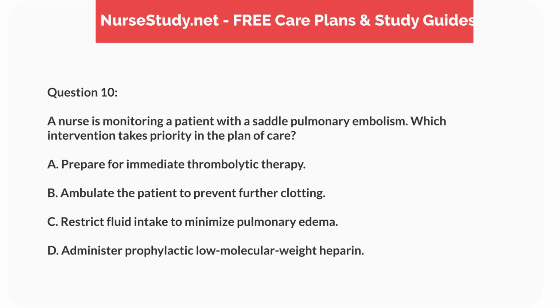Question 10. A nurse is monitoring a patient with a saddle pulmonary embolism. Which intervention takes priority in the plan of care? A. Prepare for immediate thrombolytic therapy. B. Ambulate the patient to prevent further clotting. C. Restrict fluid intake to minimize pulmonary edema. D. Administer prophylactic low molecular weight heparin.